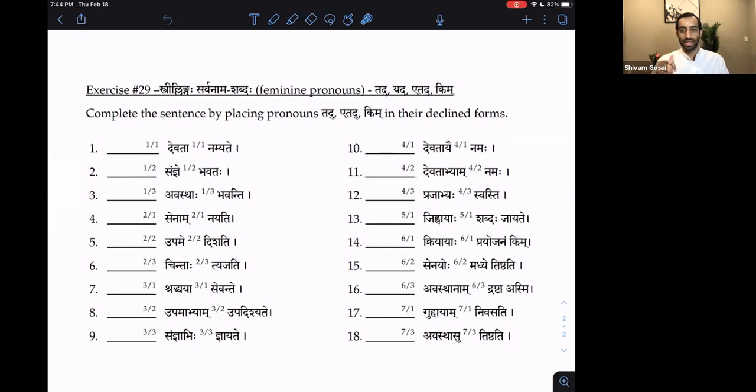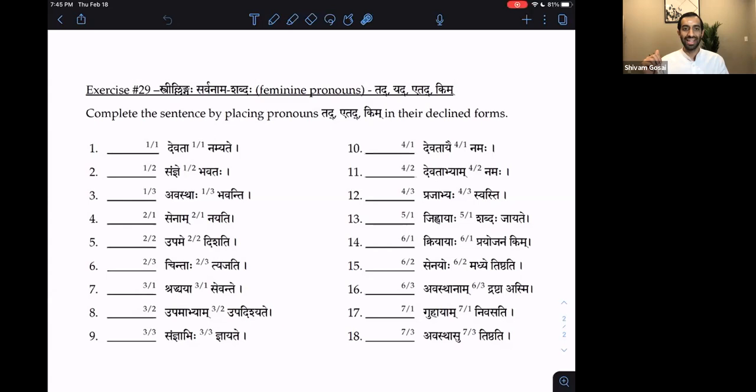So we see devatayai namaha. Right? So salutations to one devata. Devata is feminine, so 4-1. And then we can add tad, etad, kim. Let's add all three just for the sake of practice. So what's 4-1? Tasyai, right?